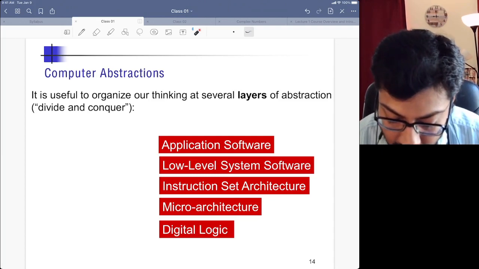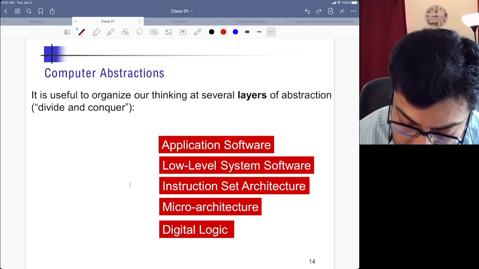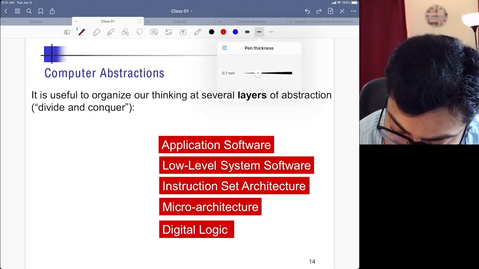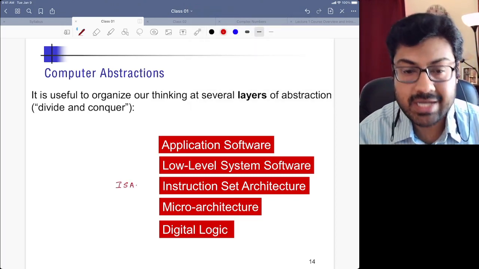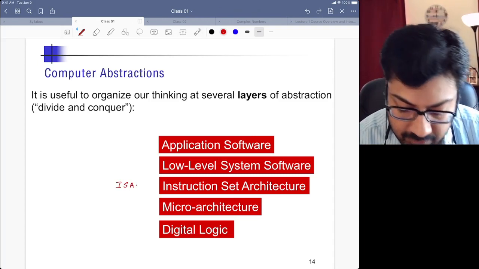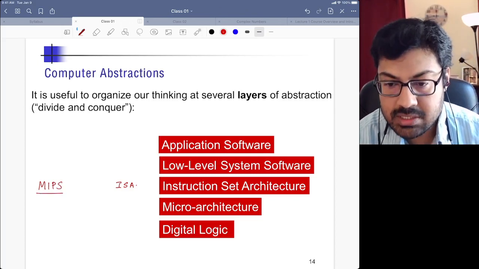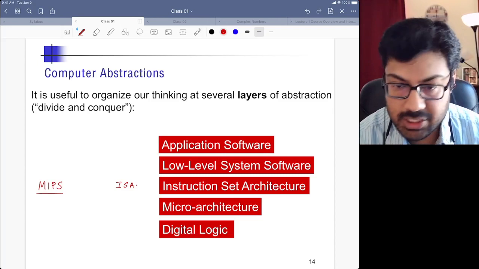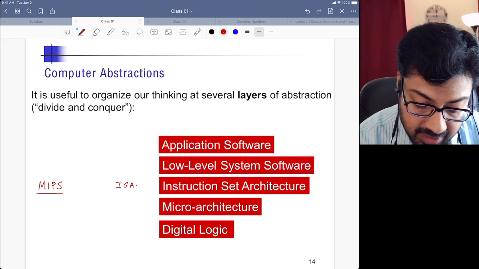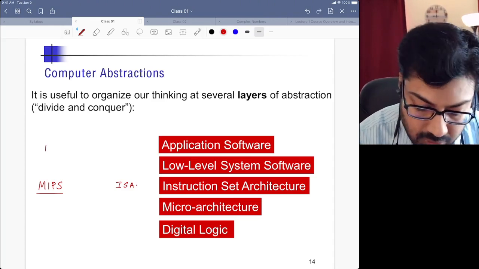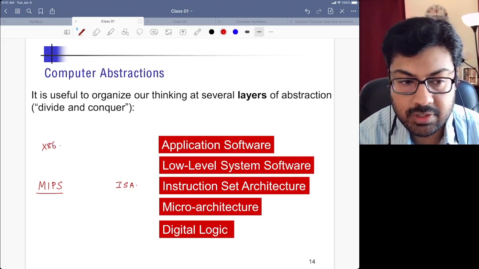We will be working on the ISA layer quite a bit in the beginning. Over here we have ISA. The instruction set architecture we will be working with is MIPS, which stands for microprocessor without interlocking pipeline stages. There are other instruction set architectures as well. There is, of course, x86, the Intel-based x86 architecture, which is very popular.